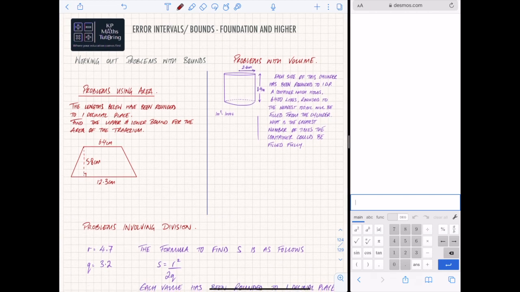Okay, right, so let's look at this first one on the left-hand side. The lengths below have been rounded to one decimal place. As soon as you see in a question that lengths have been rounded or anything like that, you know you're probably going to need to use some error intervals or bounds at some point. It's asking me to find the upper and lower bound for the area of a trapezium.